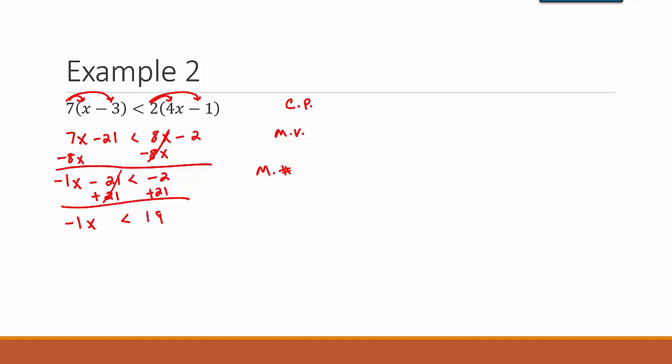And the final step, since we want positive 1x, we would divide both sides by negative 1. So again, I divided both sides by a negative number. So again, I have to reverse my inequality symbol. 19 divided by negative 1 is negative 19. So I end up with x is greater than negative 19.